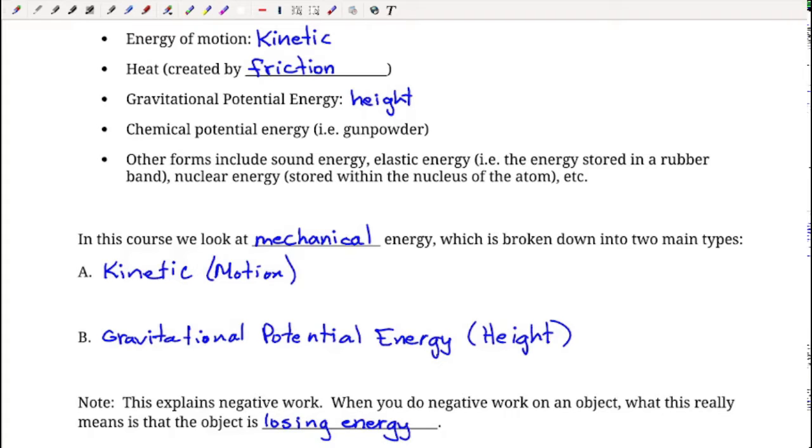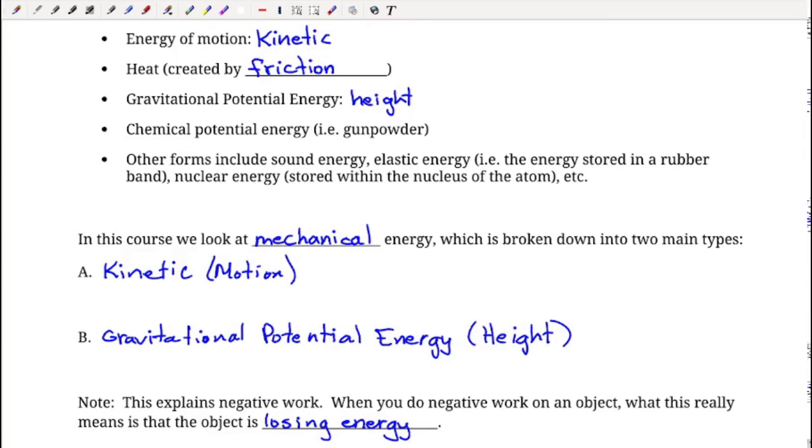When you lift something higher above the ground, you're doing positive work because you're giving it gravitational potential energy. And when you let something drop, it is losing its gravitational potential energy, and at least initially it's gaining kinetic energy as it starts to move, but when it hits the ground, it actually loses all that energy as it comes to a stop.